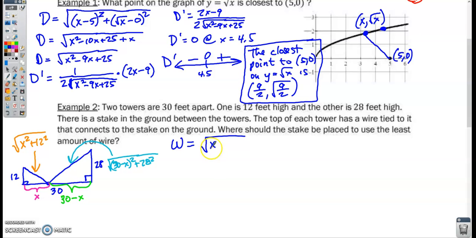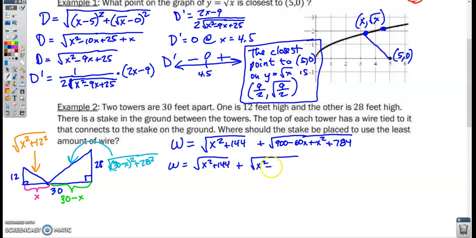And the one piece of wire is the square root of x squared plus 144. We simplify that. And the other piece of wire, if I simplify all this out and multiply it out, I end up with 900 minus 60x plus x squared plus 784. And so simplifying that, we get x squared minus 60x plus 1684. All right, so there's our W value.